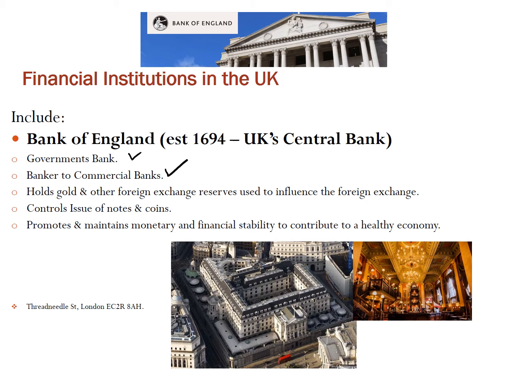So all your other commercial banks, Lloyds, TSB, NatWest, Royal Bank of Scotland, Santander, you name it, they all have to work with the Bank of England. The Bank of England also holds gold and other foreign exchange reserves used to influence the foreign exchange, so our gold and all that. They control the issue of notes and coins. They promote and maintain monetary and financial stability to contribute to a healthy economy. So, monetary policy, advice, that's what they do. Then Threadneedle Street in London, you can go check them out. That's what the place looks like.